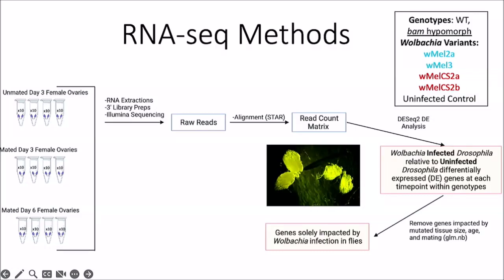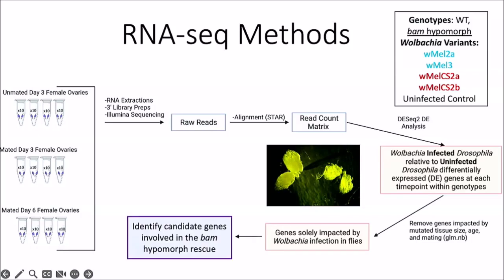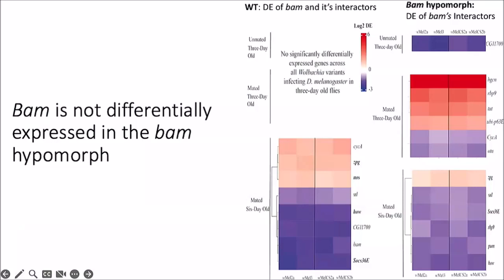in tissue size and so forth, so we had to factor those things out. This is all work with Catherine Kegman, who's just finishing up and defending next Friday her work on this. And from this, we aim to identify candidate genes that are actually involved in this interaction between Wolbachia and bag of marbles hypomorphs.